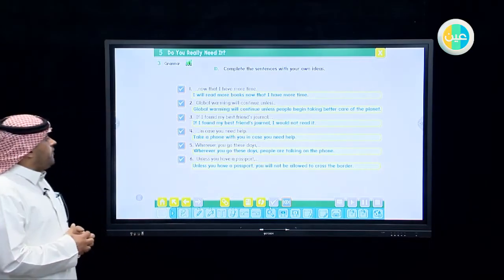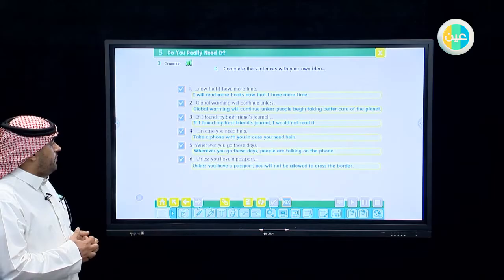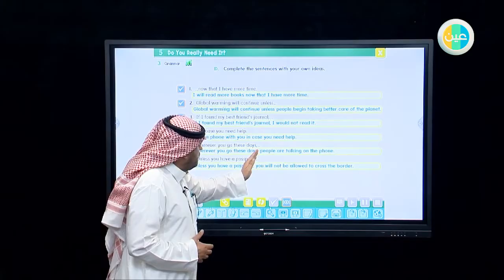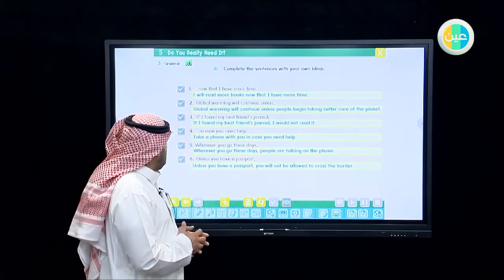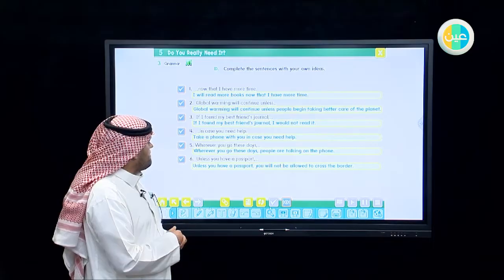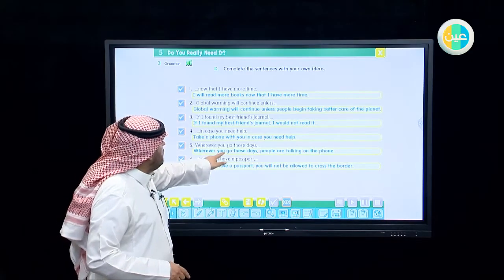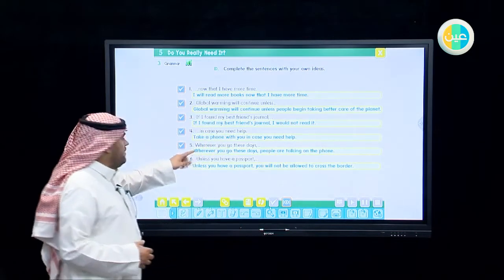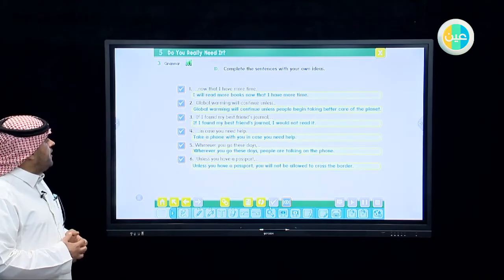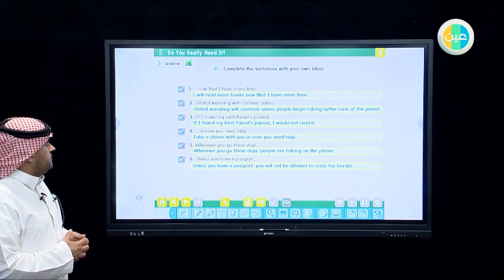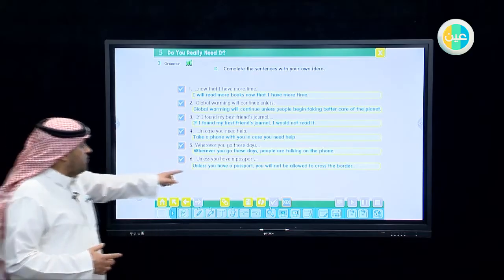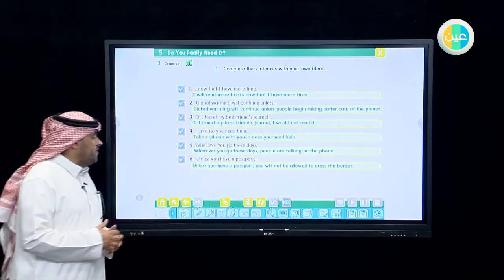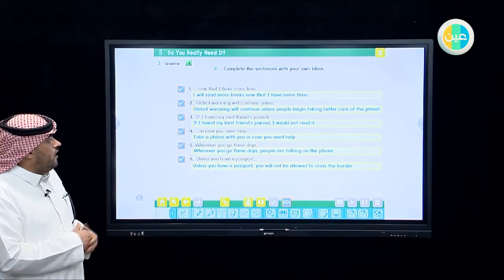Number 5, wherever you go these days, what will happen? Okay, look here, this is the adverb clause, so it is followed by a comma to separate it from the main clause, or the independent clause. Wherever you go these days, people are talking on the phone. Okay, so this is a good completion for this sentence. Last one, number 6, unless you have a passport, you will not be allowed to cross the border, الحدود. That means if you don't have a passport, you will not pass the borders, you will not go abroad.